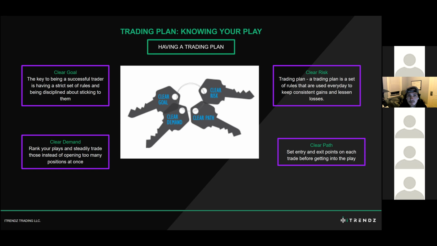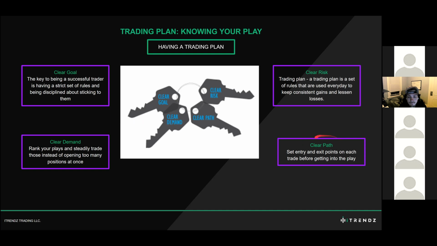But if you have a bazillion positions open, it's very hard to manage that many. And especially in this market, how volatile we are, it's extremely hard to do. So you want to have clear demand. You want to pick your positions and then just play those. Don't try to get really far spread out and not understand where you're at.